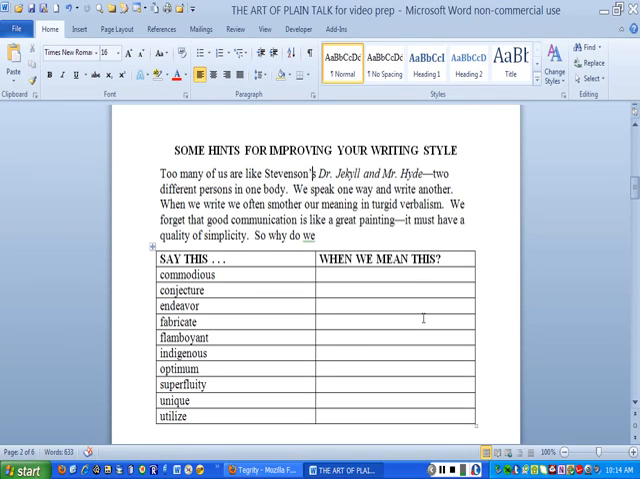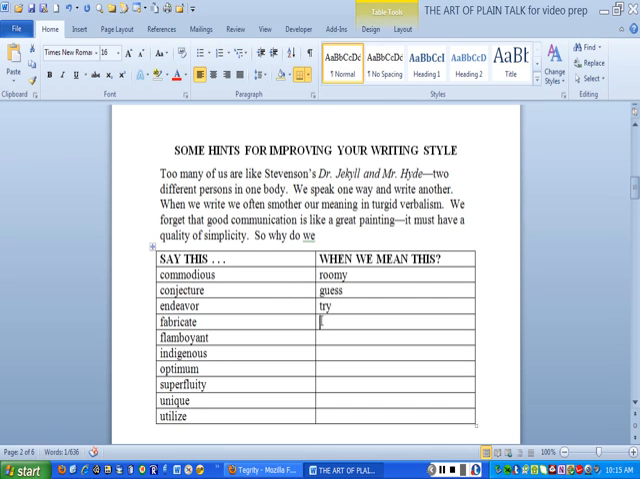I like that phrase because those two words put together actually define what turgid verbalism is. Nobody talks that way. We forget that good communication is like a great painting. It must have a quality of simplicity. So why do we say this, commodious, when we could say, and this is what we mean, roomy? Why say conjecture when the simple word will do, guess? Why say endeavor? And the tiny little word try works better.